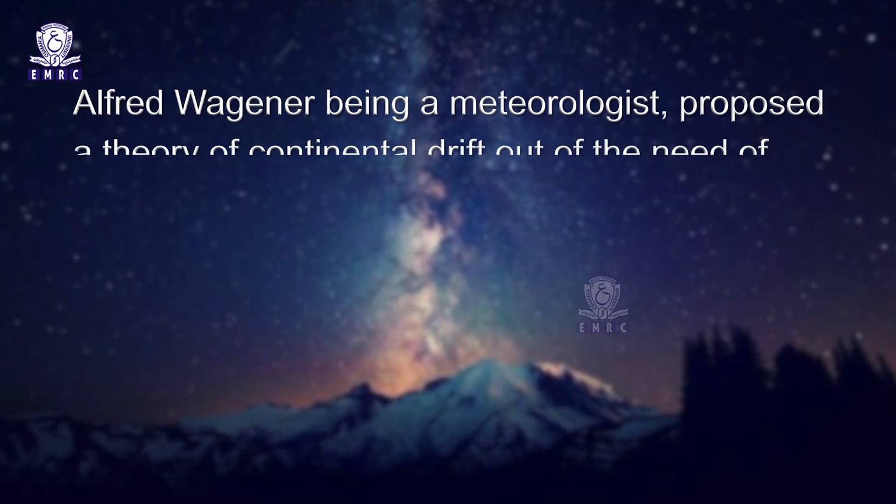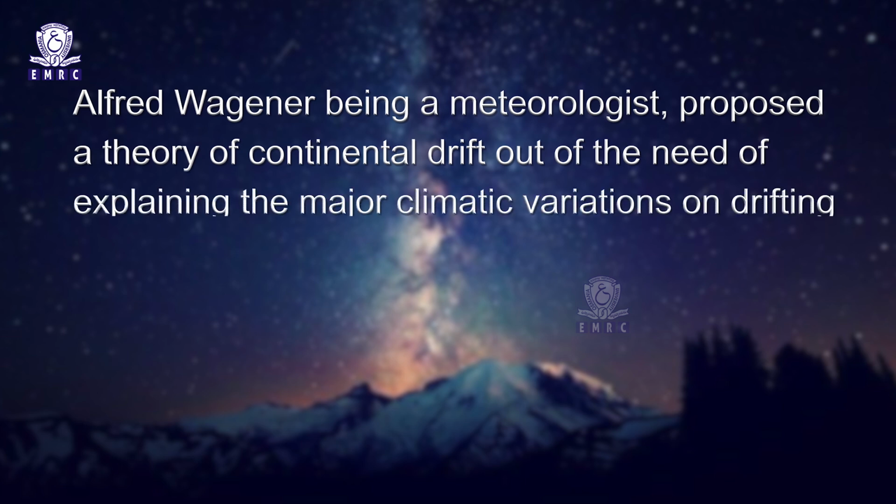Alfred Wegener, being a meteorologist, proposed a theory of continental drift out of the need for explaining the major climatic variations on drifting of the continents. He gave the concept of Pangaea, which according to him was a supercontinent or a unified landmass, and it was surrounded by an extensive ocean which he termed Panthalassa.